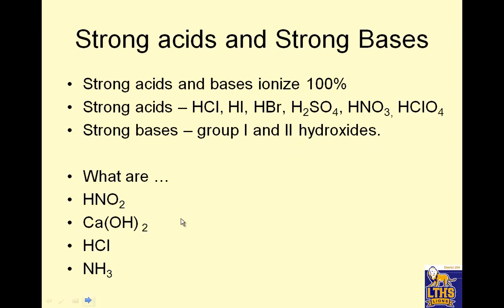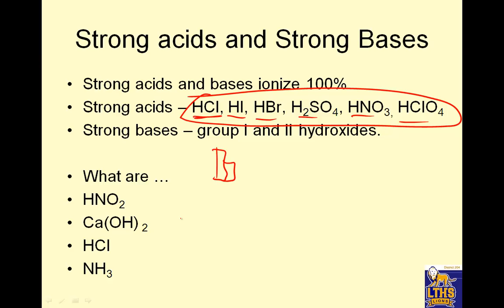Strong acids and strong bases. Strong acids and bases ionize 100%. The strong acids are these 6 right here. Strong bases are group 1 and 2 hydroxides. So on the periodic table, if you're a hydroxide in this region right here, you are strong.